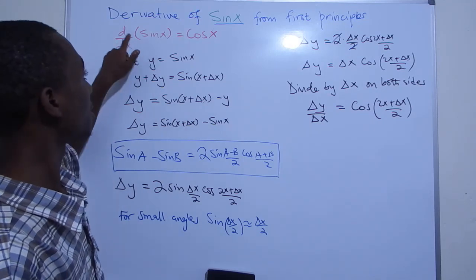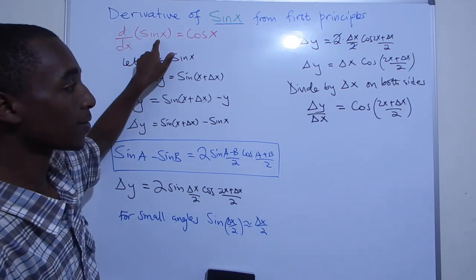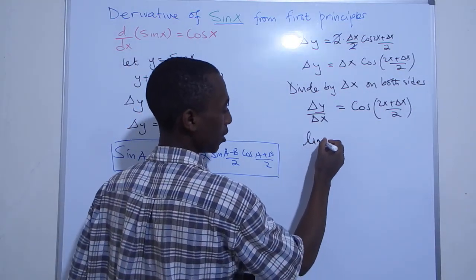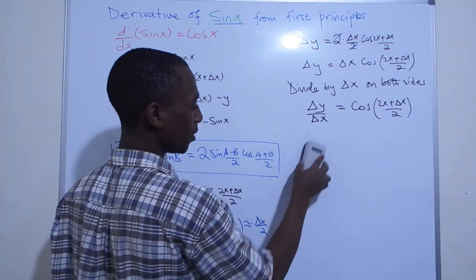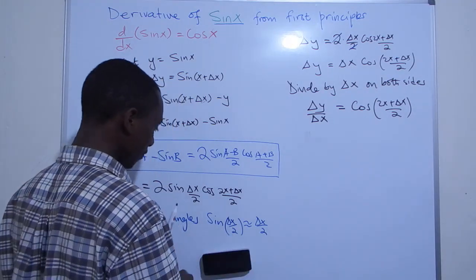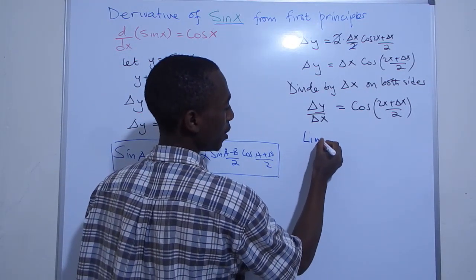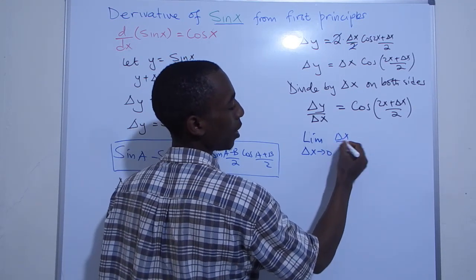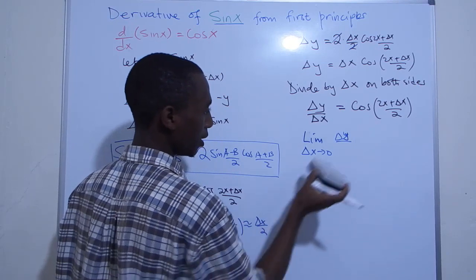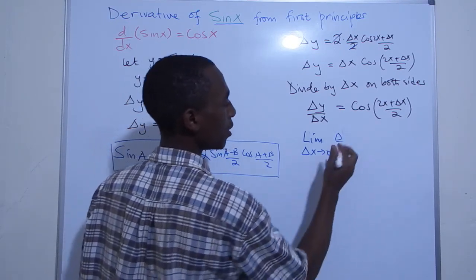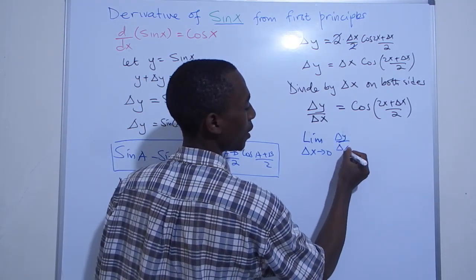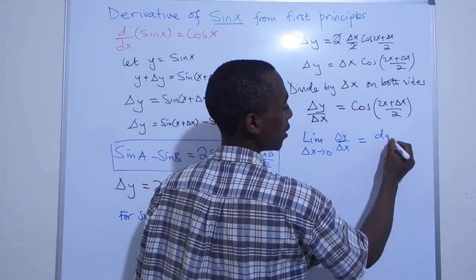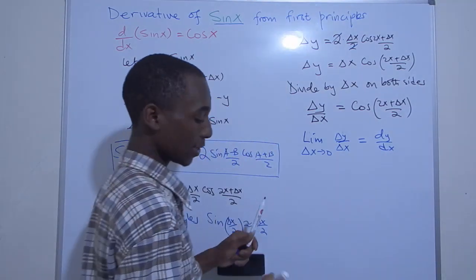Remember, we want the derivative with respect to x of sine x. So we know that if we take the limit, this is important. If we take the limit as delta x tends to 0, the limit of delta y over delta x as delta x tends to 0, this gives us dy dx.